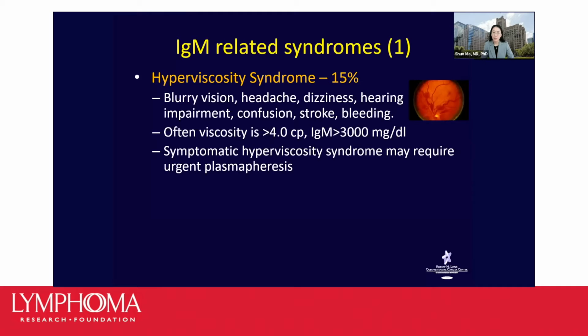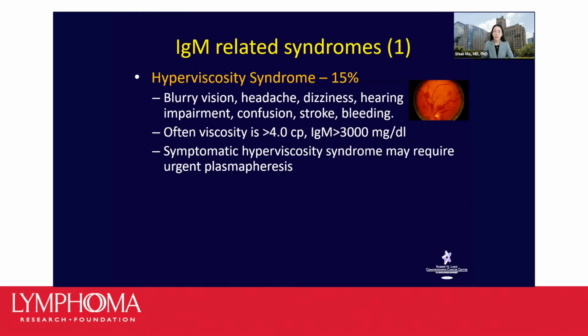So now let's go into those syndromes in detail. First, the IgM-related syndrome is hyperviscosity syndrome. This can occur in about 15% of patients. It's directly caused by a very high level of IgM, resulting in increased viscosity of the blood. When the blood is flowing through the microcirculation, especially the small blood vessels, it can cause symptoms due to the slowdown of the circulation.